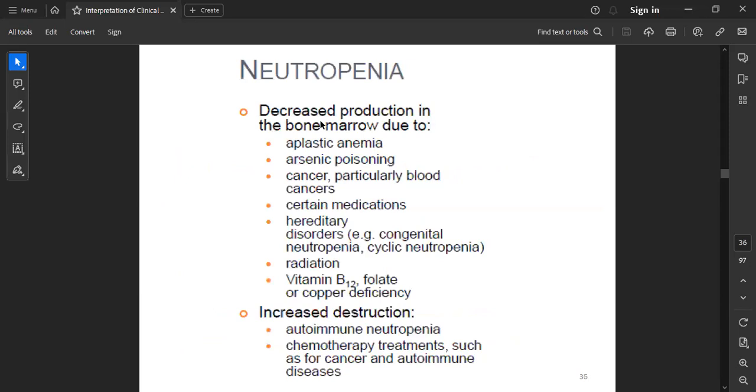Neutropenia is decreased production of neutrophils. It can be due to aplastic anemia, heavy metal poisoning, arsenic poisoning, B12 deficiency, radiation, hereditary disorders, or it can be because the neutrophils are being actively destroyed, maybe due to an autoimmune process, or maybe chemotherapy. Some of these drugs cause neutropenia.